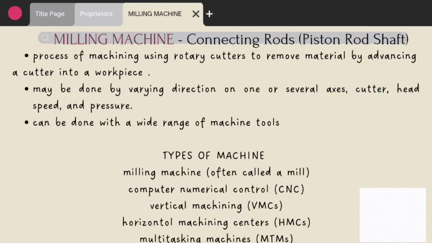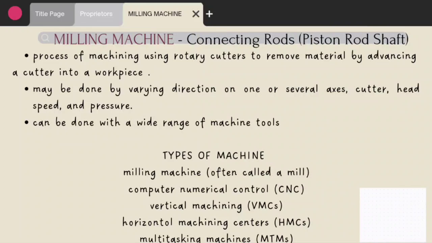I will tell about the milling machine. Milling is a process of machining using a rotary cutter to remove material by advancing the cutter into a workpiece. Second, milling may be done by varying the direction on one or several axes, head speed and pressure. And the last one, it can be done with a wide range of machine tools.